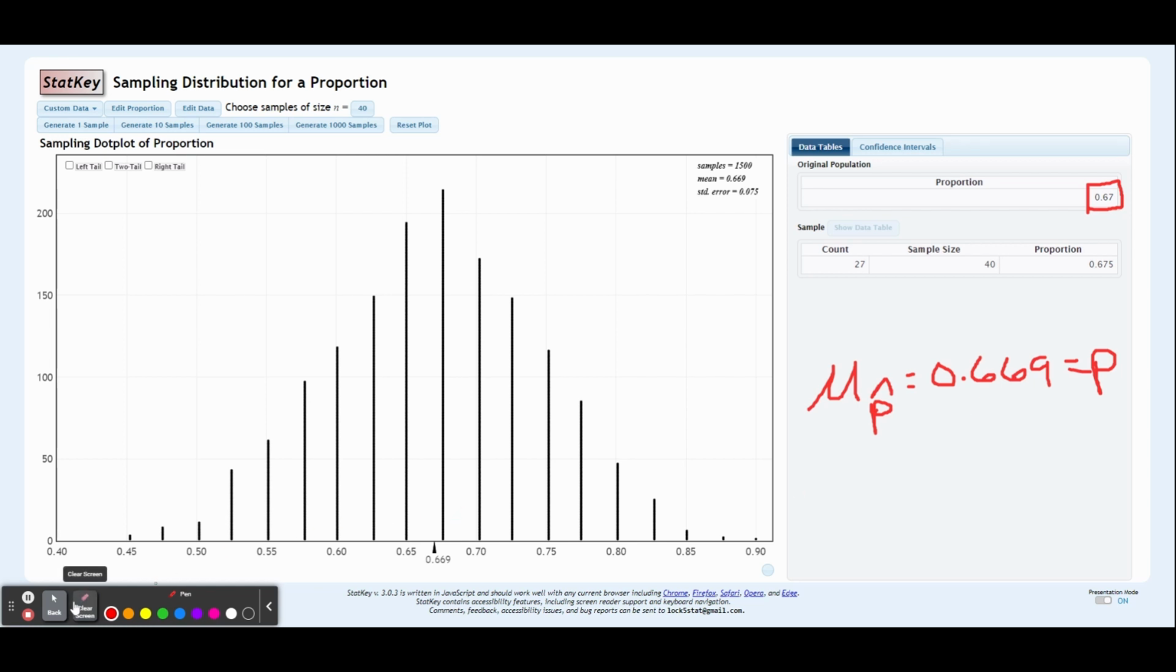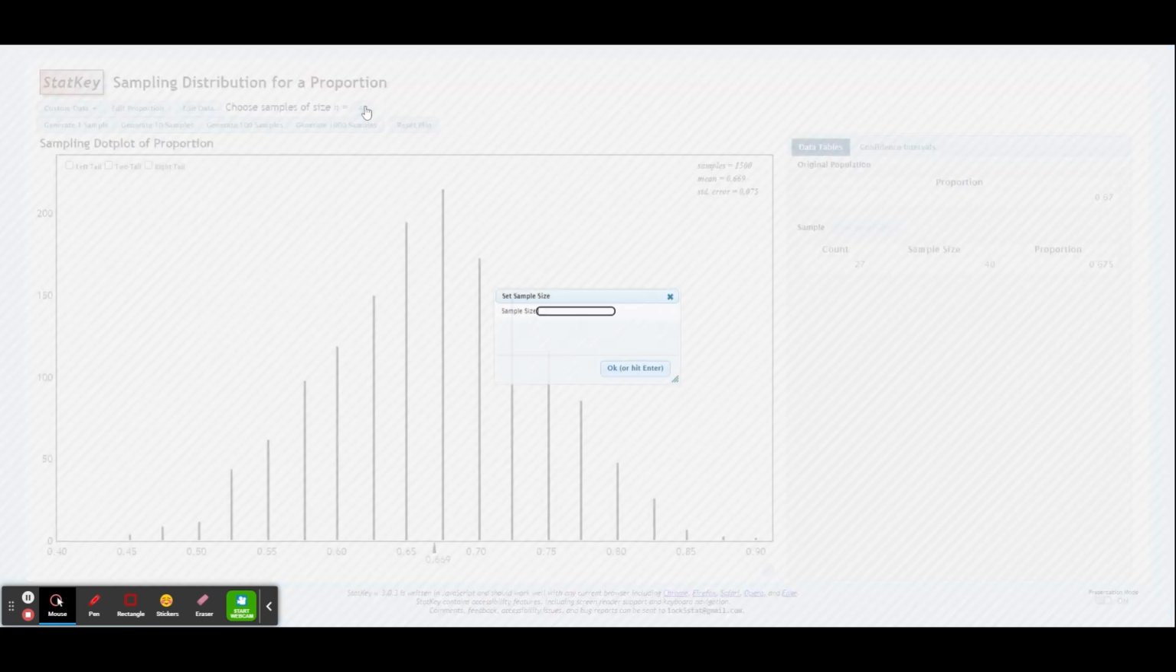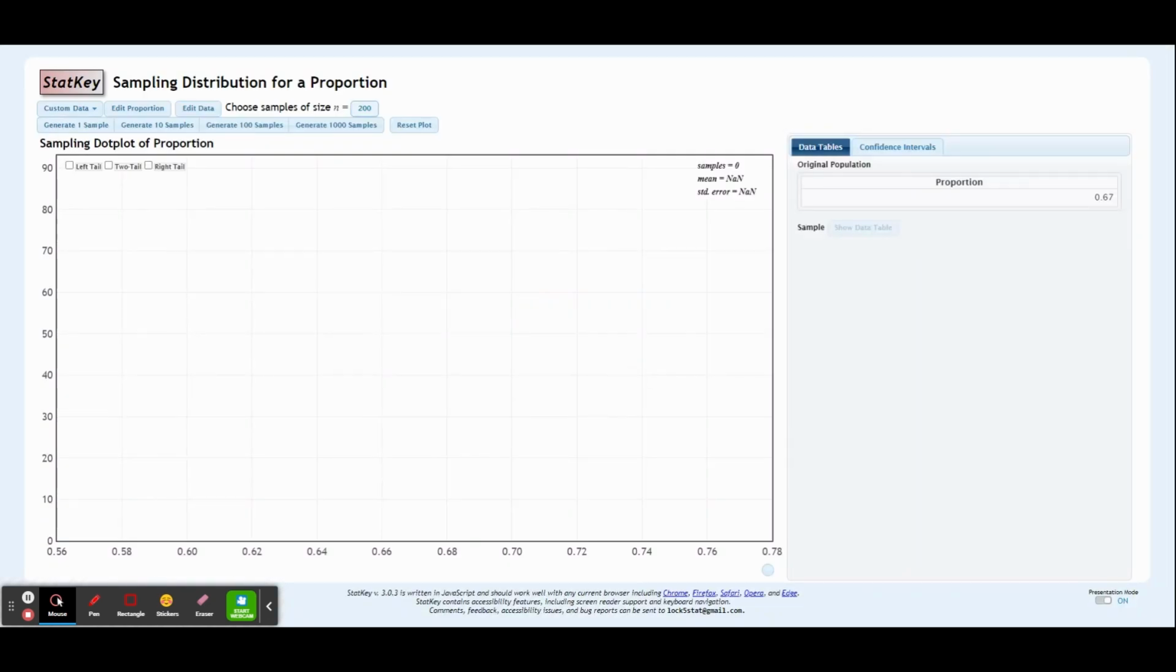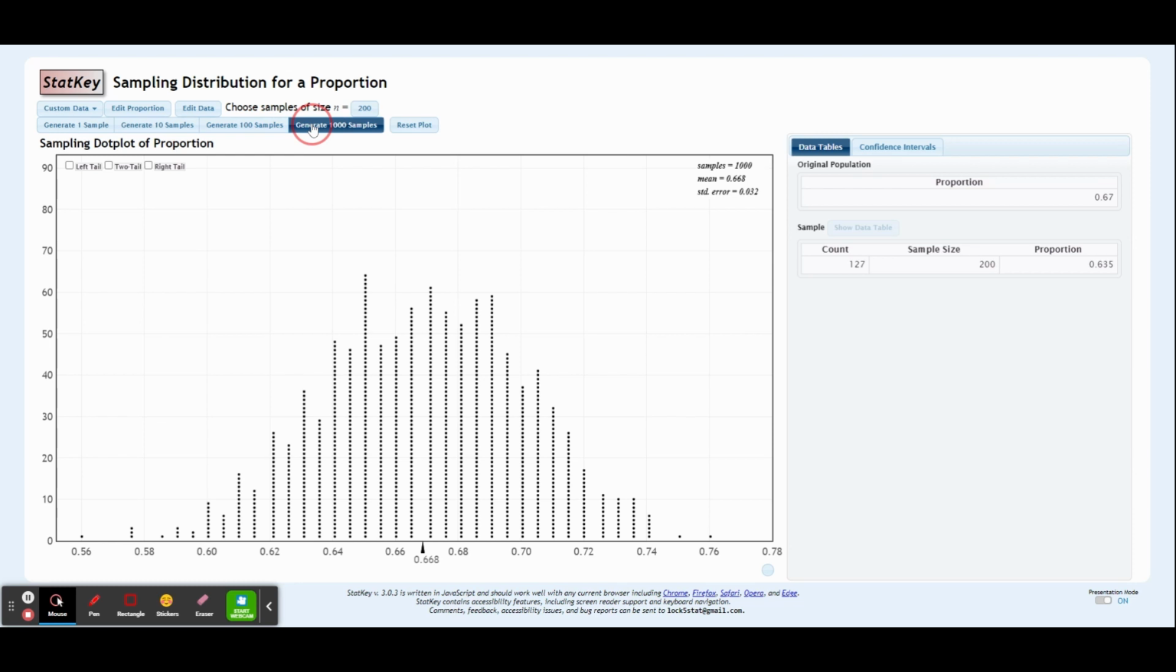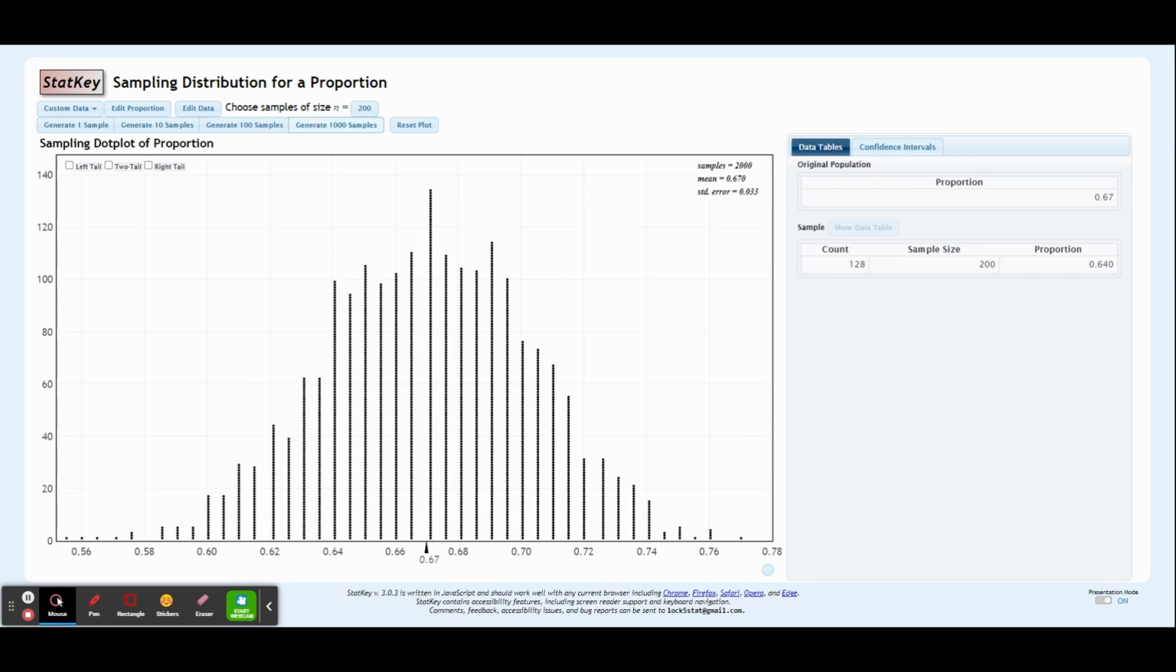Now, to demonstrate this in a different context, what if we decide to take a different sample size? Let's say we did samples of size 200 instead of samples of size 40. Would that change that the mean of the p-hats was equal to that population proportion? Well, let's check it out. So here's 1,000 samples, 2,000 samples. You can see here again, we get an approximately normal distribution, not perfect, but approximately normal.